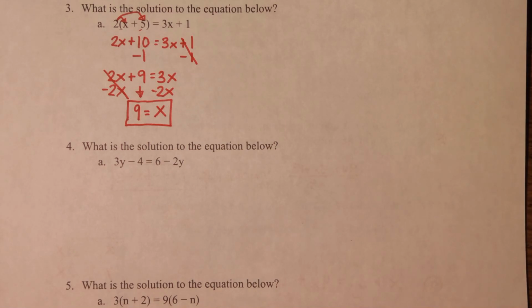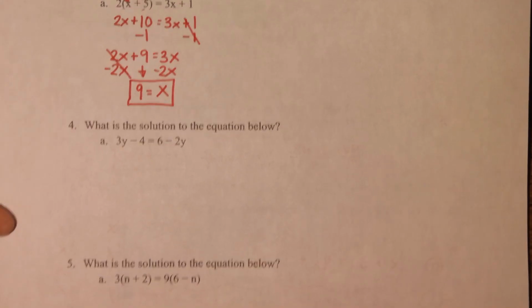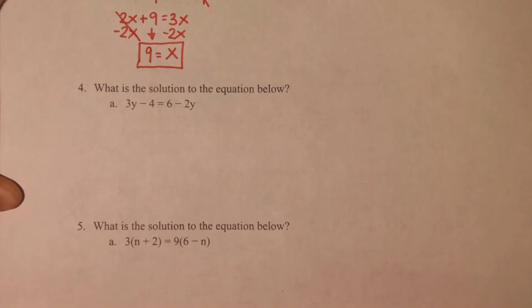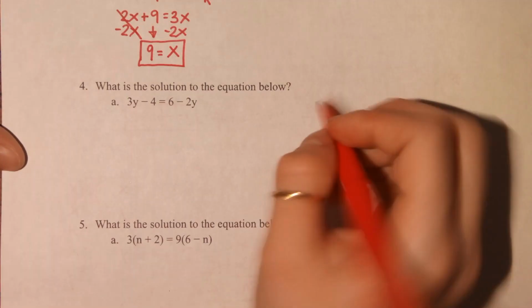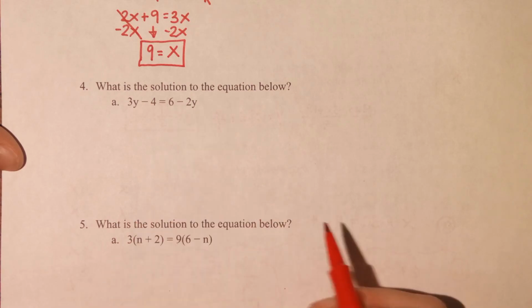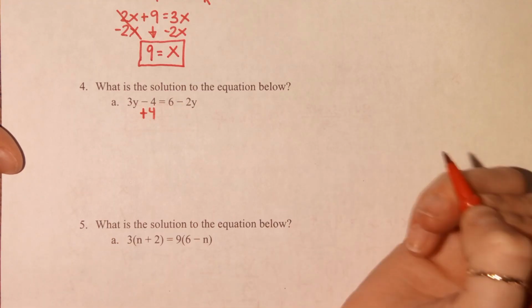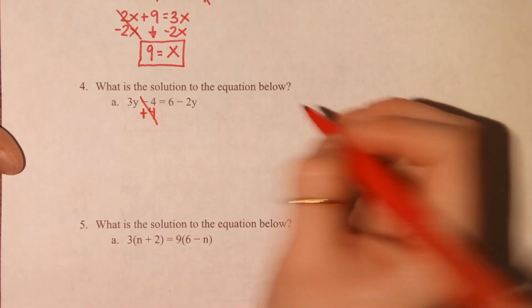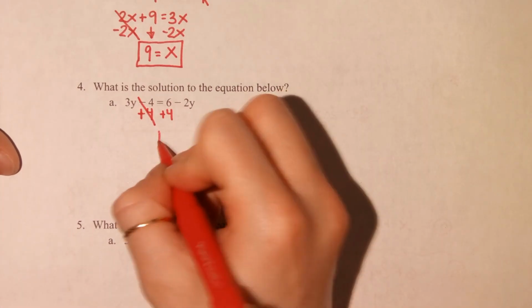Now moving on to number 4. What is the solution to the equation below? All right, another one. So we have 3y minus 4 equals 6 minus 2y. I think that I want to get rid of my 4 first. So I add 4. Cancels out. I have to do the same thing to the other side of the equation. And I get 6 plus 4, which ends up being 10. I bring down my 2y, and I bring down my 3y.